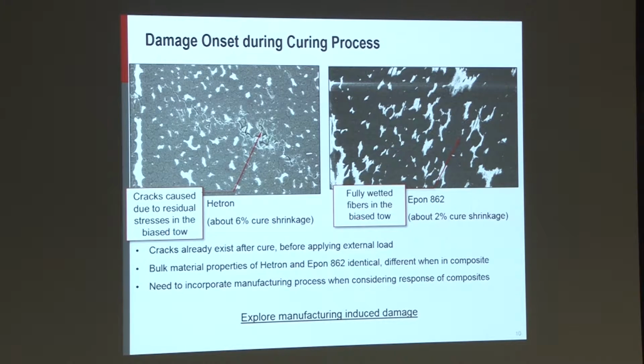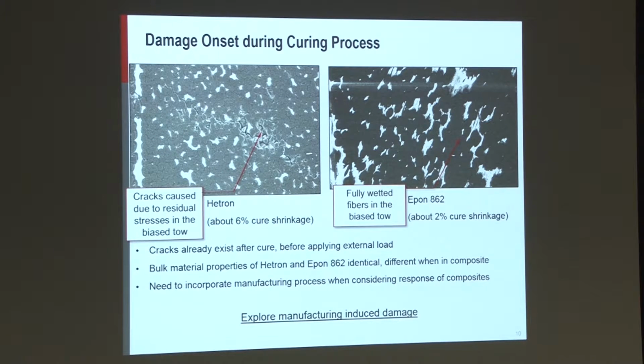the Epon case. These two resins behave identically when measured in bulk, but in the presence of these reinforcements, they showed completely different behavior. That was mainly attributed to the relative difference in the cure shrinkage that could occur during the curing process. So to summarize, we need to account for manufacturing-induced damage due to different reasons.